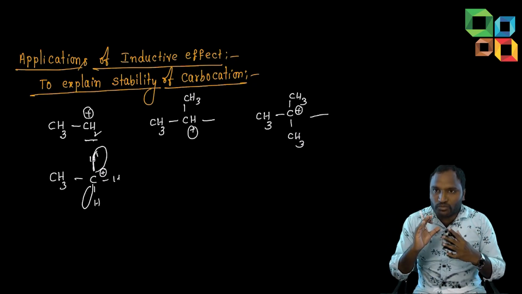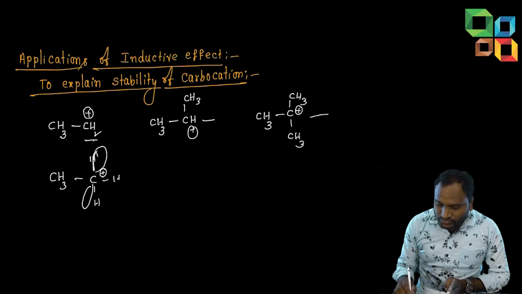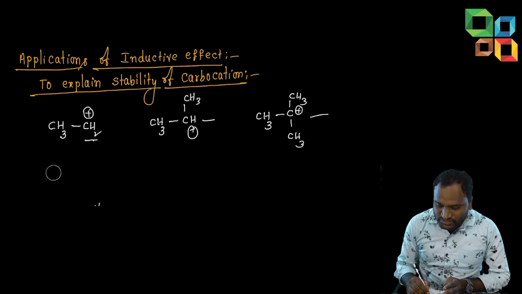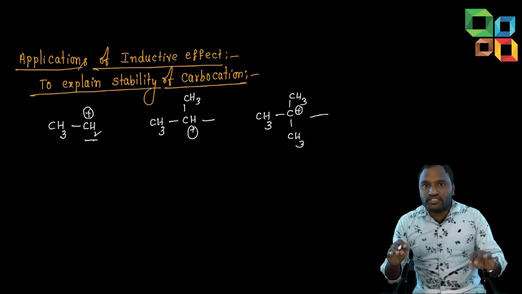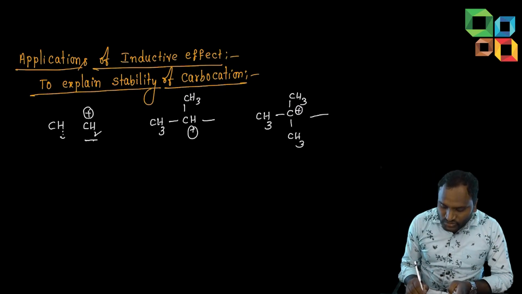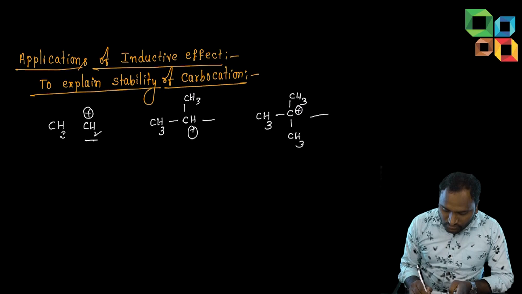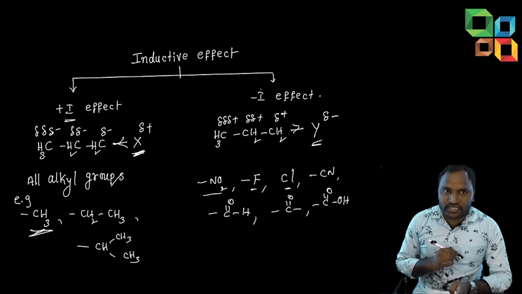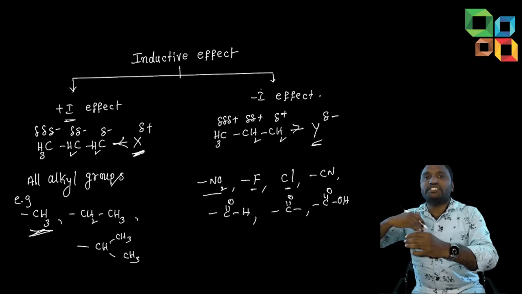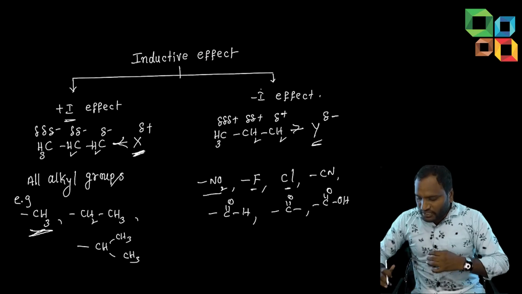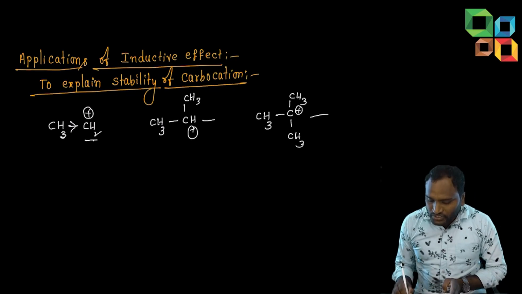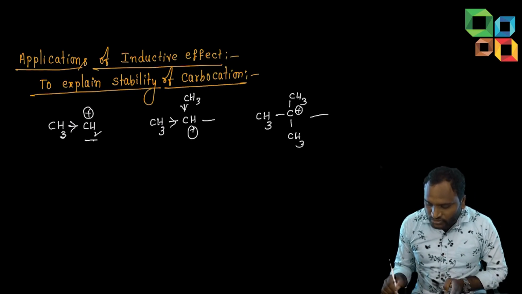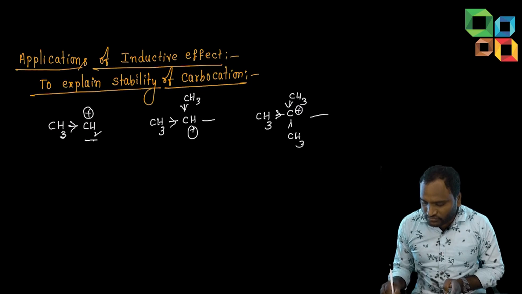Okay, same thing you apply here. Here carbon is in problem. Positive charge means it is in problem, a deficiency of electrons. Now the methyl group, in which case I gave plus I effect. Plus I group means it is giving electrons, an electron donor. So the methyl group is giving electrons. Here also positive charge is there. 2 groups are ready to give electrons. 3 groups are ready to give electrons.